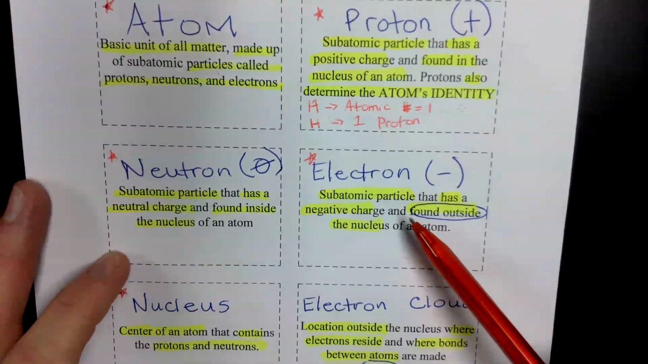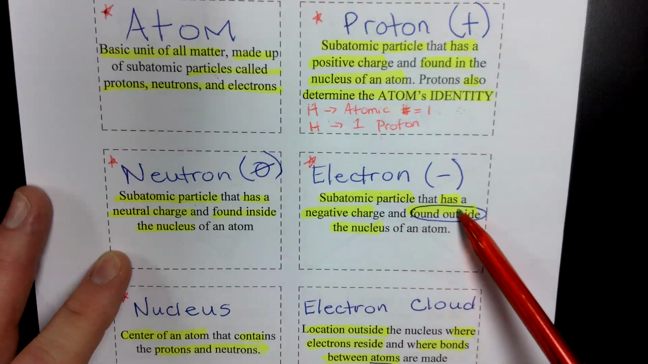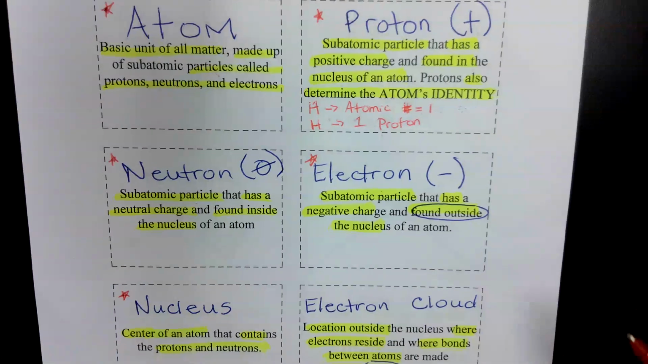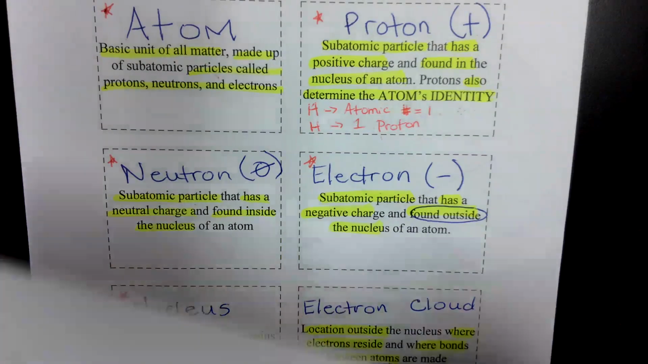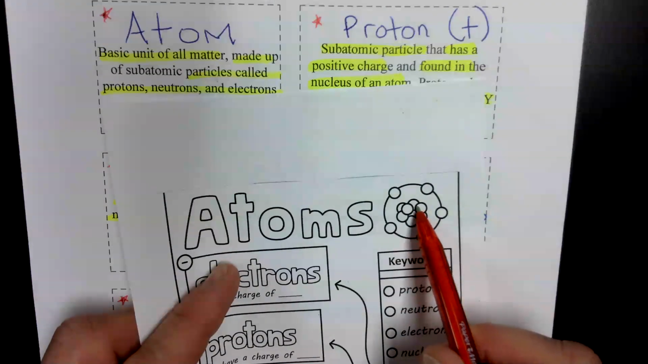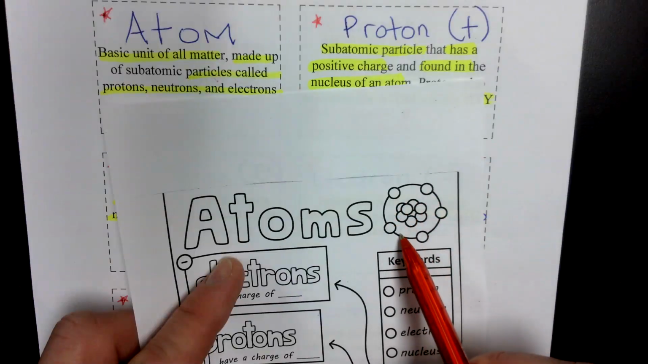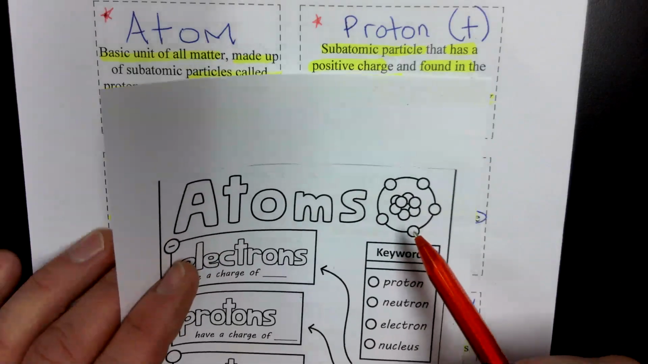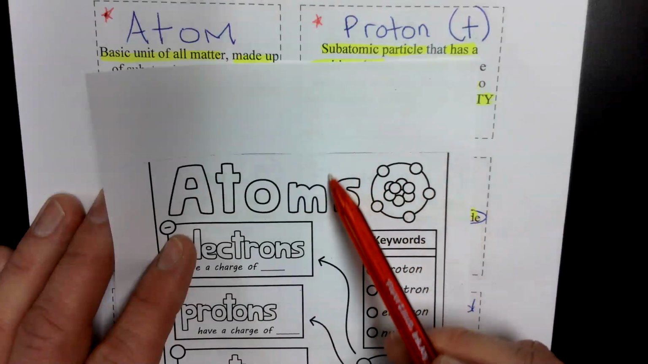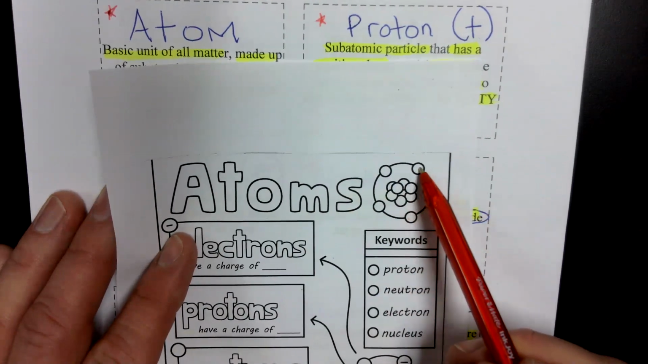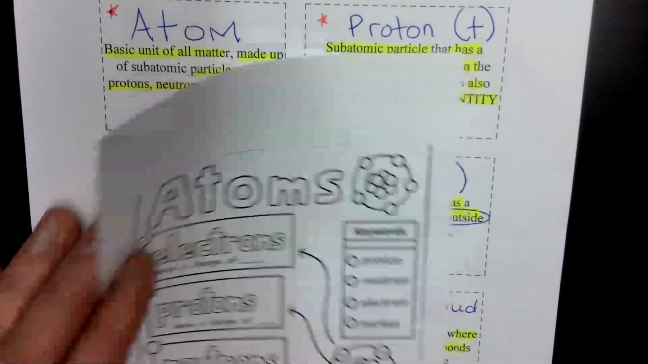Electrons. The electron is the subatomic particle that has a negative charge, and it's found outside the nucleus. It's found in the electron cloud. If I bring this paper over here, this would be the nucleus. This would be the electron cloud, these entire things right here. Depending on what atom it is, there might be more than one ring, and we'll talk a little more about that later. This is the electron cloud. These are the electrons.